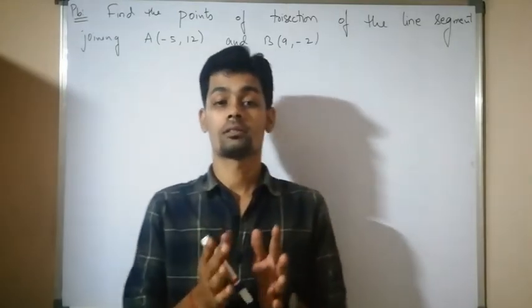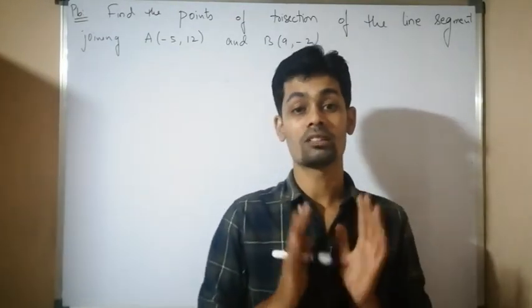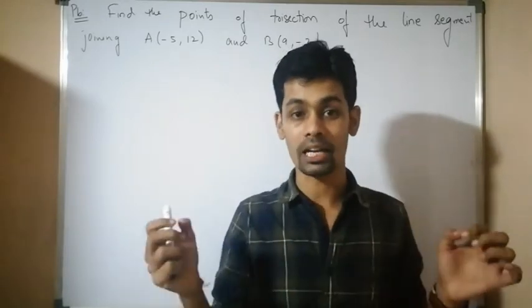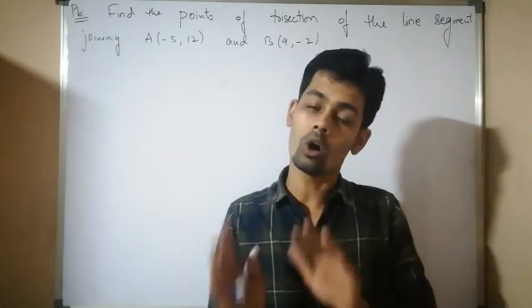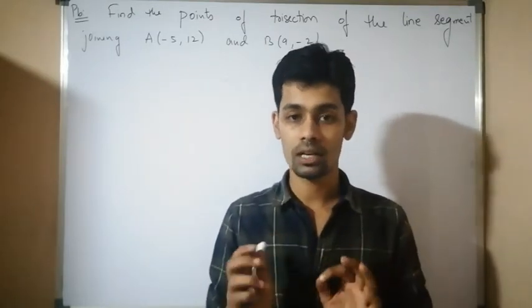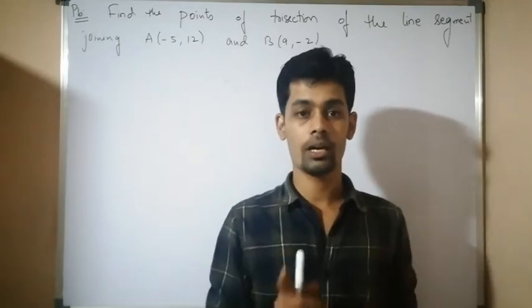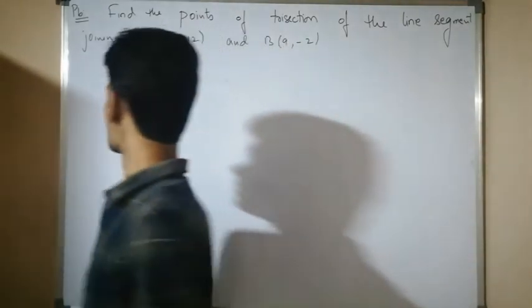Those points are said to be points of trisection of a line segment which divide the line segment AB in the ratio 2:1 or 1:2. Only those points are said to be points of trisection which divide the line segment either in the ratio 2:1 or 1:2. Solution.